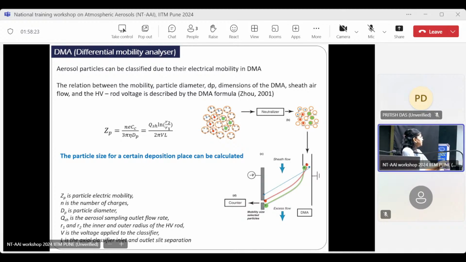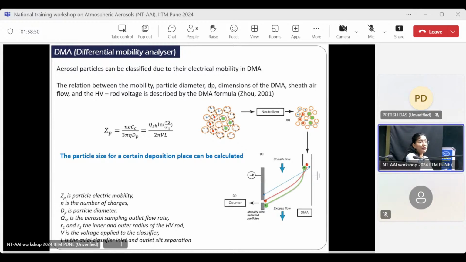So this is the equation. This equation is known. This is the mobility equation. And then there was a formula. One more formula was given by Zhao, and he related it with the sheet flow also. So this is the radius of the inner rod and the outer rod. This is the length. This is the voltage. This is the flow rate. So from this equation, you can know the particle size.